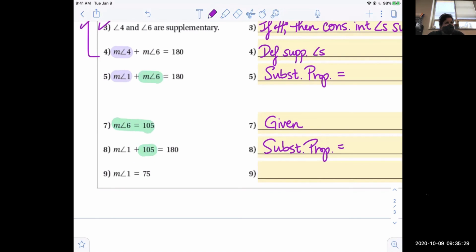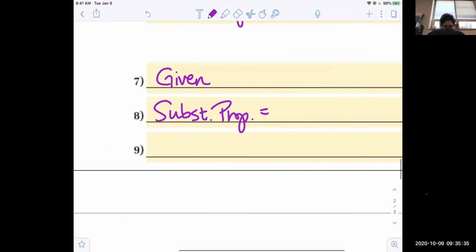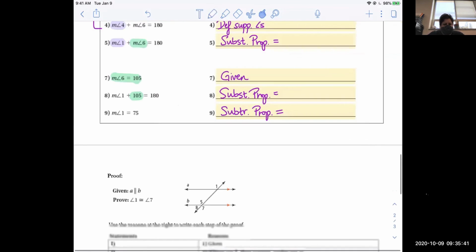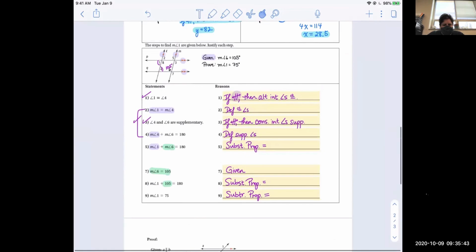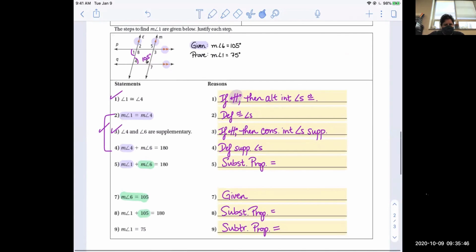Okay. And then last step. Sabrina, what's the last step? Subtraction. What are you subtracting? 105 on both sides. Okay. Now that's a long way to figure out that the measure of angle 1 is 75, but that's the kind of thing you would think through. That's the logical progression.